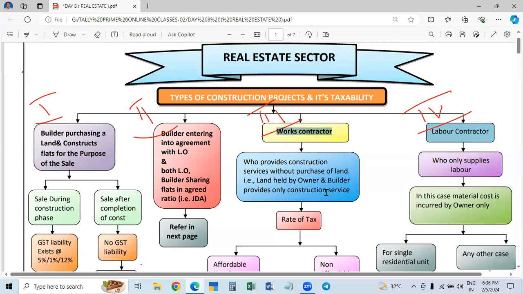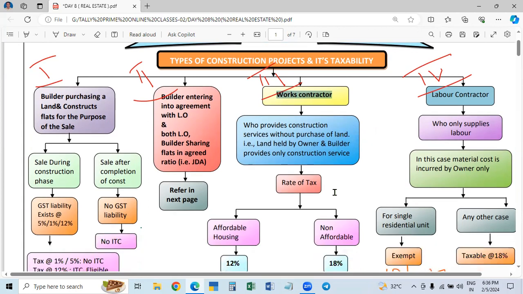By spending all the money towards the material, the labor and everything, he will pay the expenses for material and labor, and he will add some profit also. The total amount will be called the value of the supply. So what is the supply here? Construction services he is giving, that is the supply. The value is the total amount: labor, material, and some profit. There is no land value because he is not giving any land.